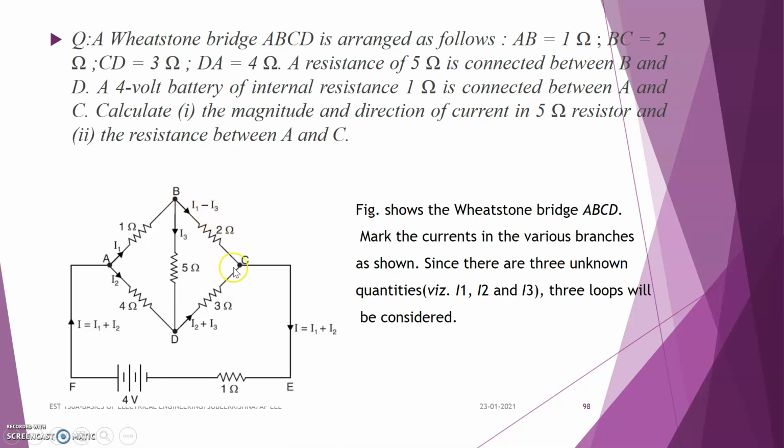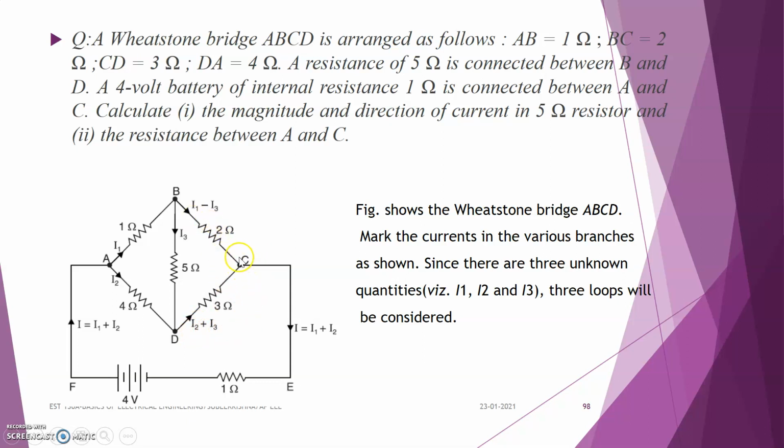Here at D, the current I3 is entering and I2 is also entering. So the current flowing through this branch, that is DC, is I2 plus I3, since I2 is entering here and I3 is also entering here. The sum of these two currents is flowing through branch DC. So the current is I2 plus I3 here.